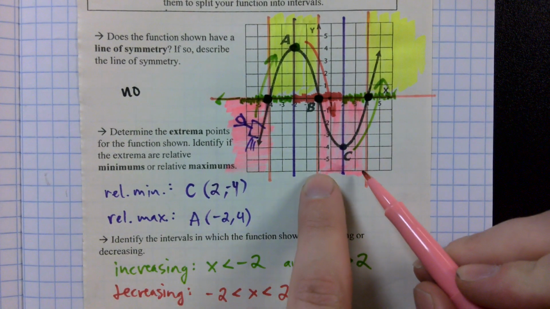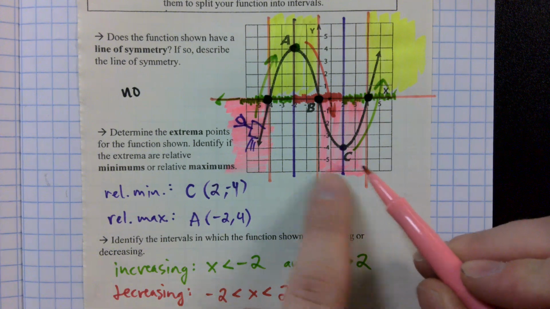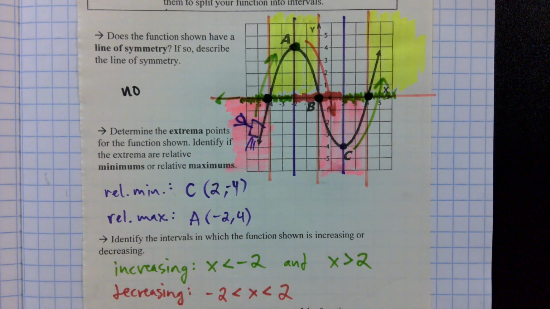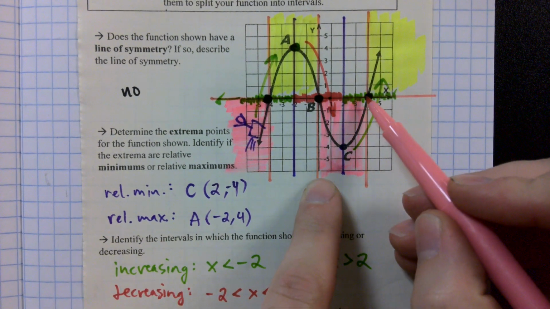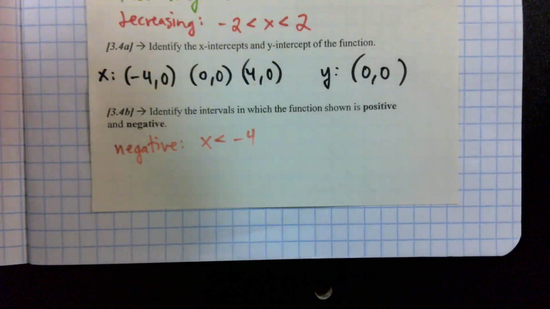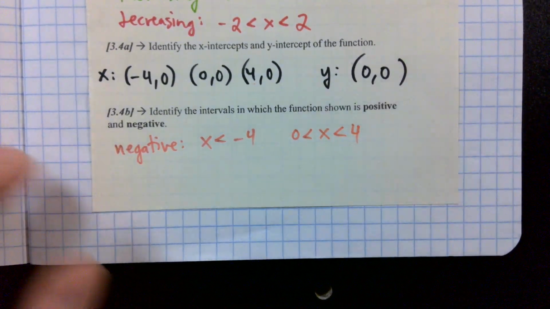I also have a negative interval right here, this little pink section. What two x values is that pink section in between? 0 and 4. 0 and positive 4. So any x value greater than 0 but less than 4.